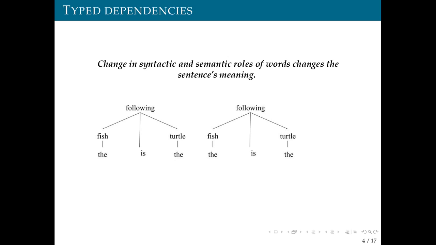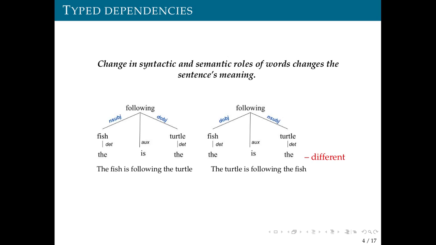The figure shows the ordered dependency trees of two sentences. The two trees look exactly identical except for their edge labels. So here the edge label of fish and following is nsubj, that is nominal subject, and in the second case it is direct object, changing the meaning of the two trees just by the edge labels. So a change in the syntactic and semantic role in trees changes the sentence meaning.